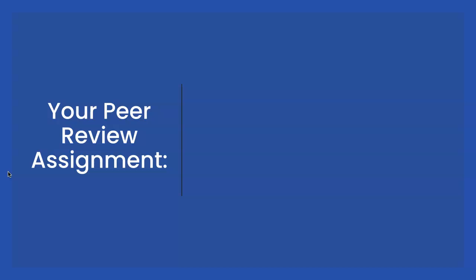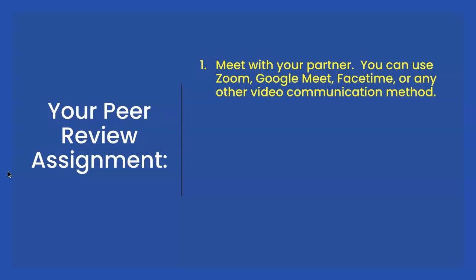So here are the actual assignment steps for this assignment. First, you need to meet with your partner. You can use Zoom, Google Meet, FaceTime, any other video communication method. You will need to email with your partner to set up a time that works for both of you. You will exchange your essays, so maybe you will send it through the chat box or through the email and read them.